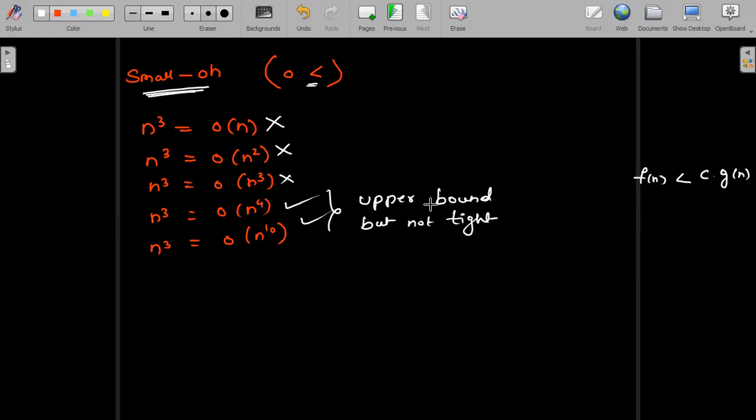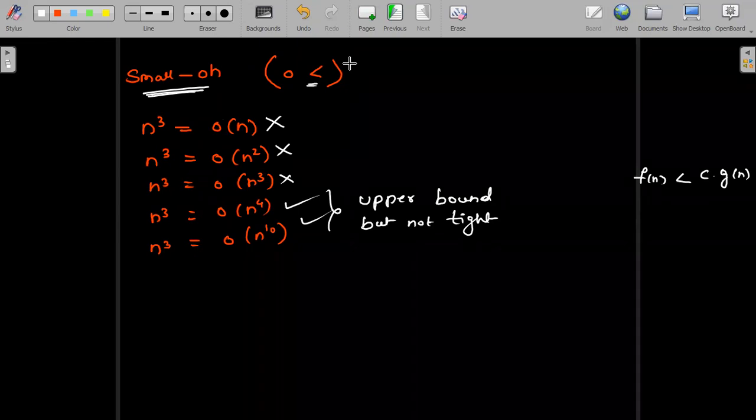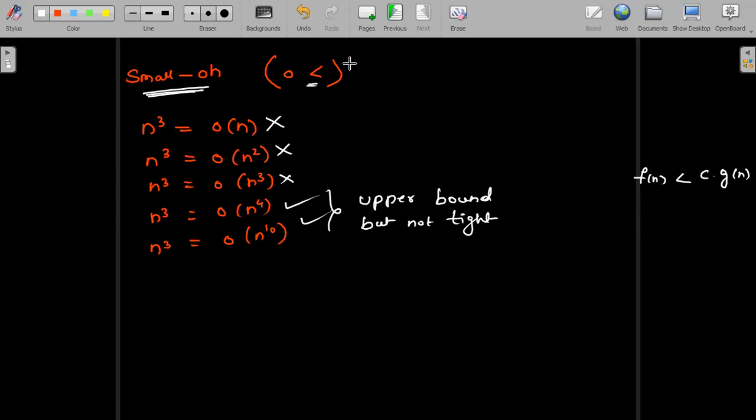Understood now? Got it? Chetan, did you understand this one? Everybody understood what I said? The reason is that we do not have less than or equal to there. Only less than is there. Jitu, correct? Yes or no? Only less than is there. That is the reason why it is an upper bound, but not tight.